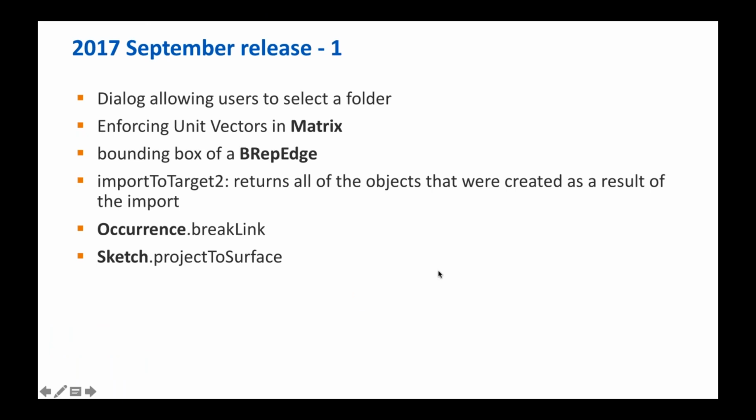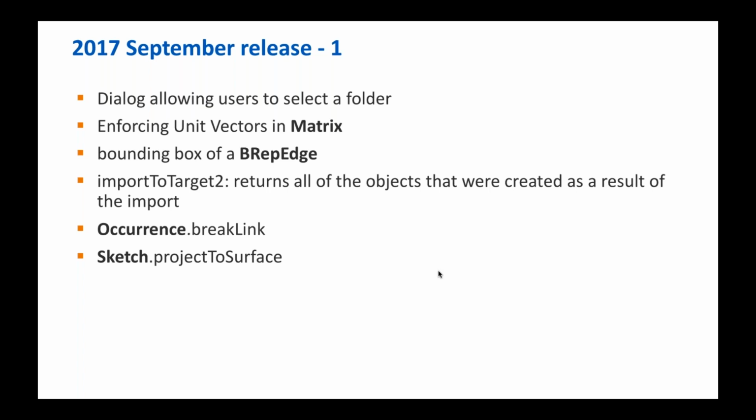And some new things in the September release, allowing users to select a folder. And then now we are enforcing unit vectors in case of matrices. Previously you could just pass in whatever, and then Fusion automatically assumed that it would be a unit vector. But now we are enforcing it as well. So if it's not a unit vector, then you will get an error when trying to use such a matrix.